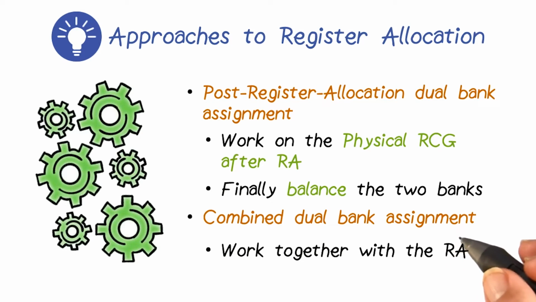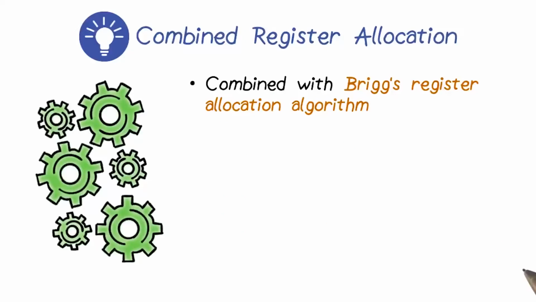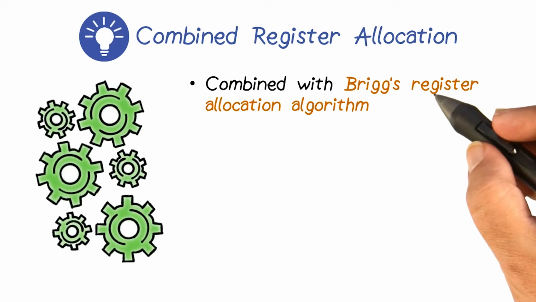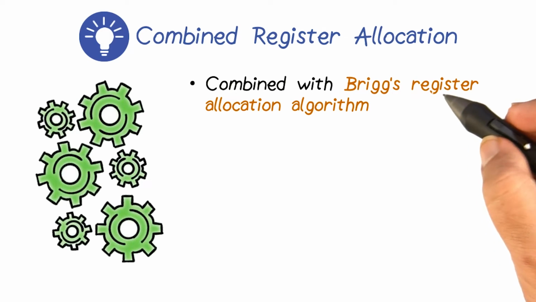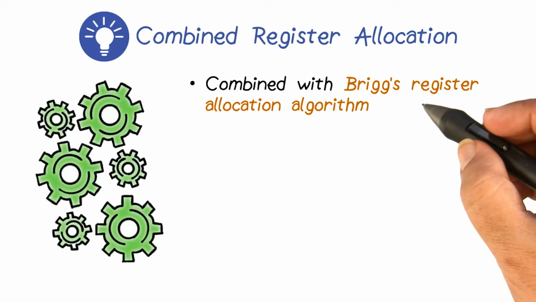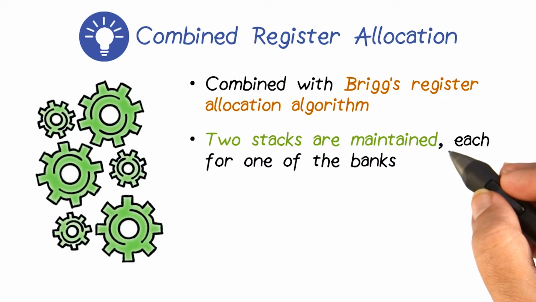Now, having introduced these three different approaches, let us look at them one by one. So to begin with, we are going to look at the combined register allocation, that is, how to do the register allocation and dual bank assignment together. And for that matter, we are going to use the famous register allocator that we have seen earlier, which is the Briggs register allocation algorithm. So how do we modify the Briggs register allocation?